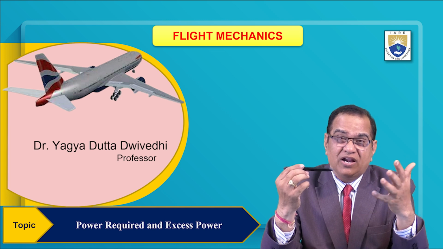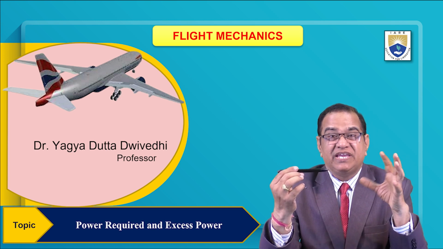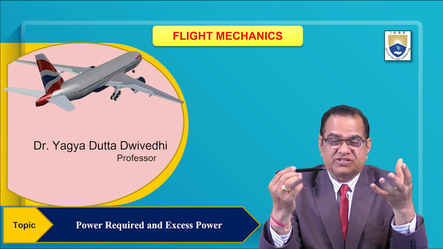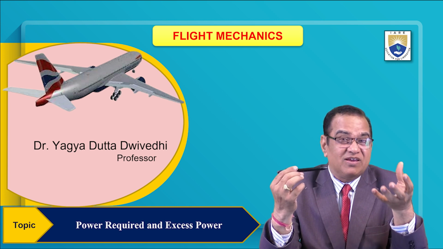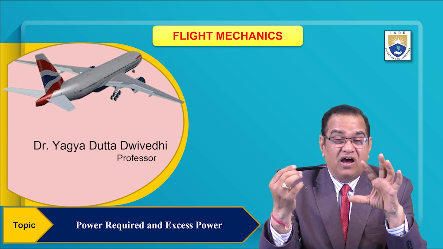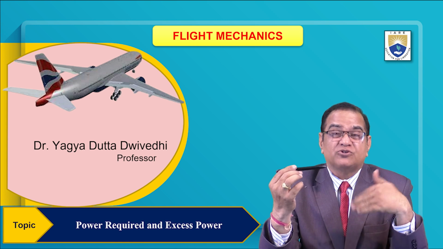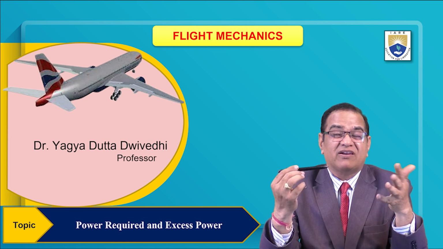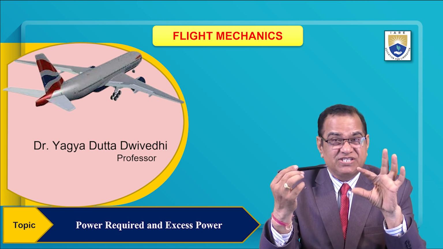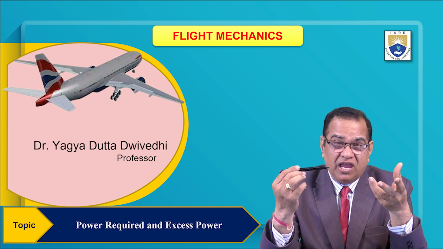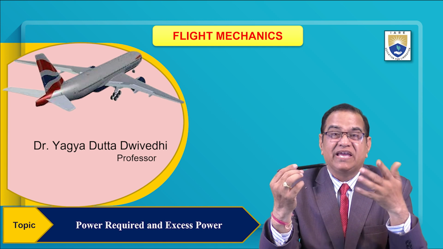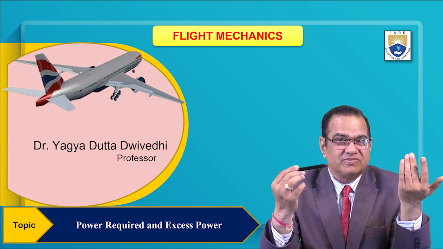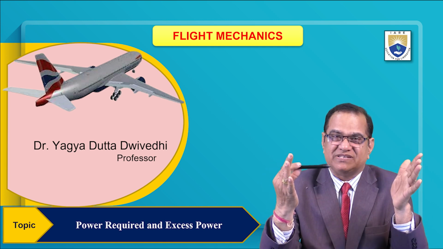We have also discussed that the engine is producing some thrust. That is called the thrust available. Always, thrust available should be more than the thrust required. Then only will the aircraft be able to fly. If thrust required and thrust available are equal, the aircraft cannot climb. It will only maintain the same speed.